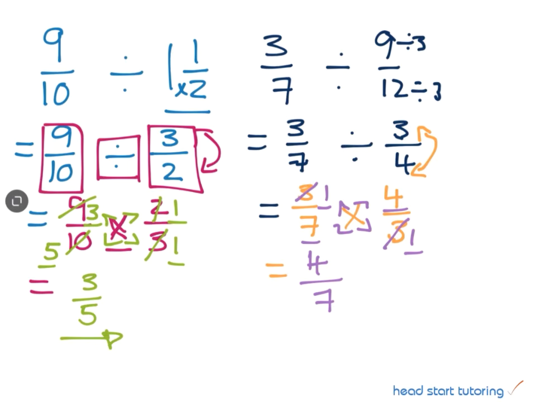So 3 over 7 divided by 9 over 12, or 3 over 7 divided by 3 over 4, is equal to 4 over 7.